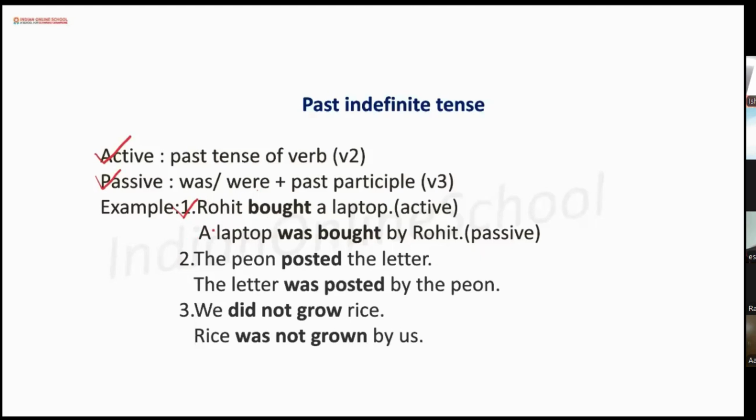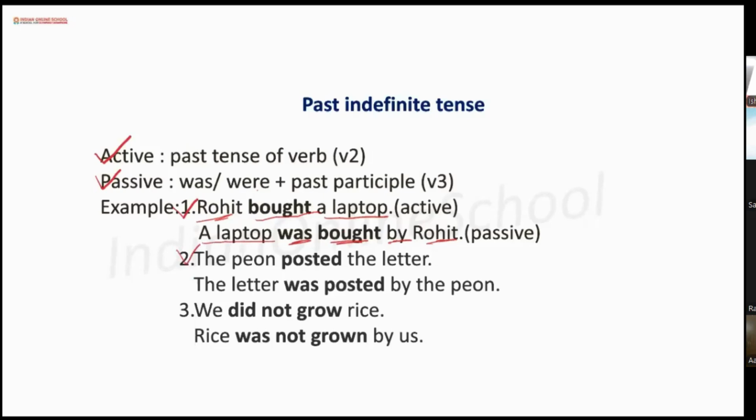Rohit bought a laptop. Okay. Which one is the subject here? Rohit. Very good. And bought is your verb. Very good. And our laptop is? Object. So when we convert it into passive voice, the laptop becomes the subject. Was, because we are talking about a single thing, a laptop. Bought is the third form of the verb. Was bought by Rohit. Rohit is the object here. Okay?